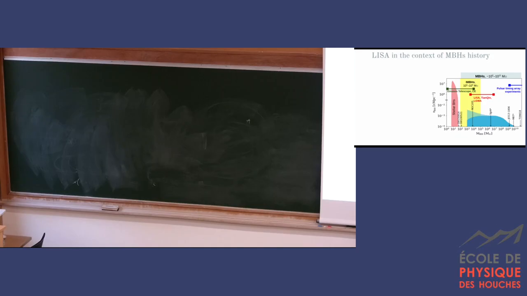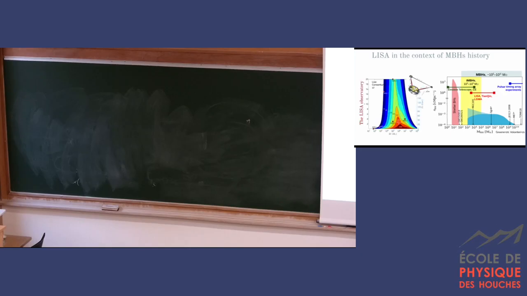And why is this important? Well, because LISA is going to cover exactly this intermediate mass black hole range, going from a few times 10 to the 3 or 10 to the 4, all the way to 10 to the 7. This is a realm where we really don't know much about black holes. And the other very beautiful thing of LISA is that probably you've seen already this waterfall plot.